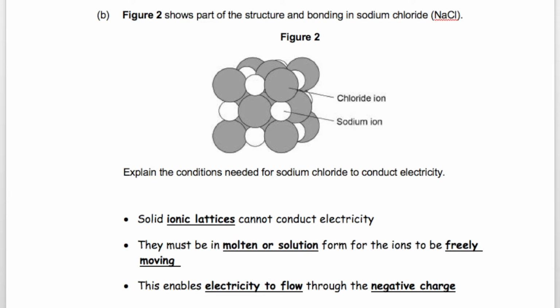Hopefully your answer has included some of the following. A solid ionic lattice cannot conduct electricity. They must be in molten or solution form for the ions to move freely. This enables electricity to flow through the negative charge. Because the question has asked us to explain, we've given a reason and said why.